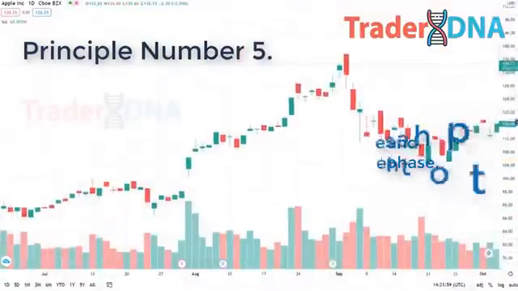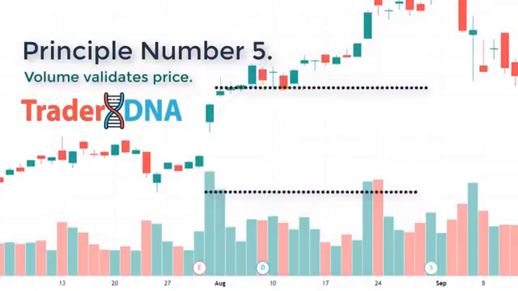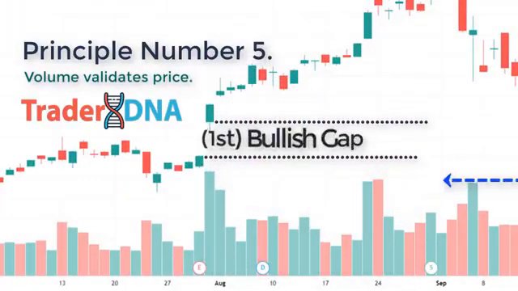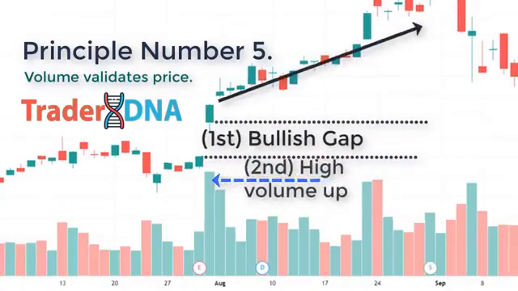Principle number 5. Volume validates price. First, see what candlestick is telling, then validate by volume. Is it validating or not with the candlestick price action?